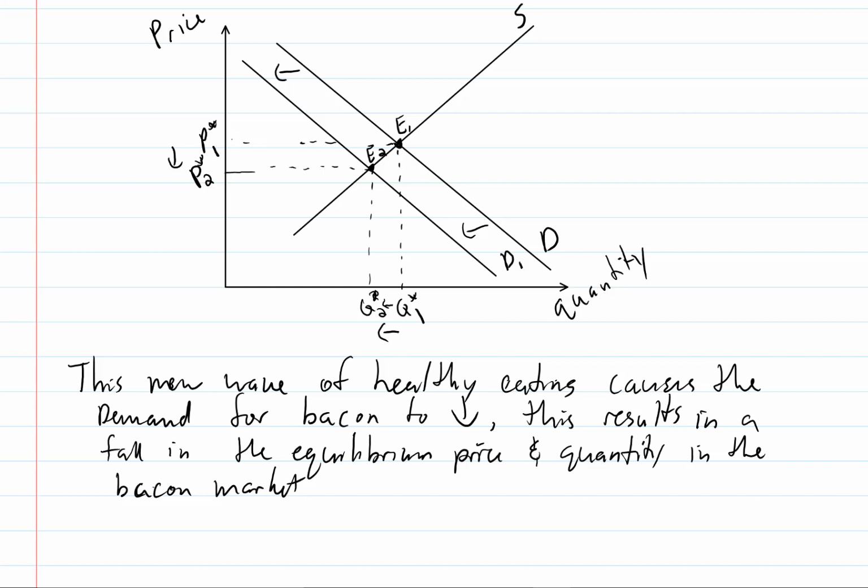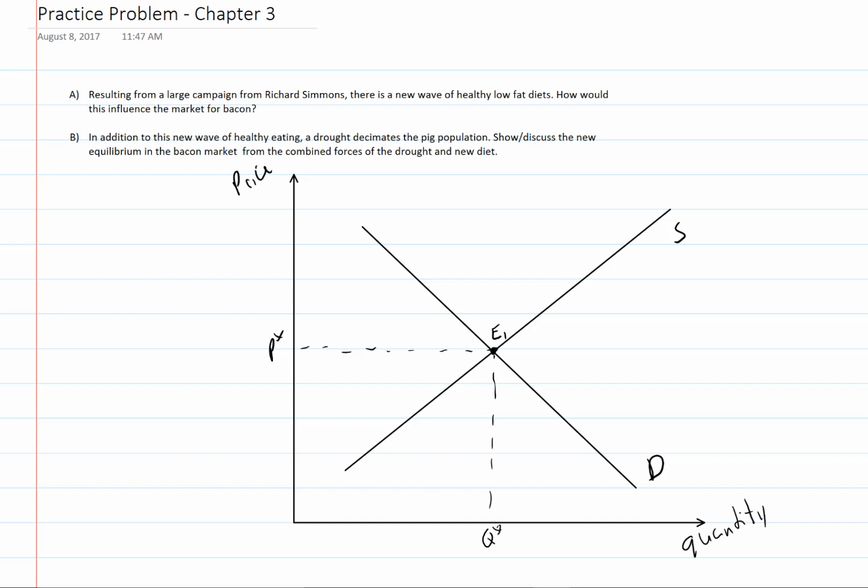So now that we solved part A of this question, let's move on to part B. The second question reads, in addition to this new wave of healthy eating, a drought decimates the pig population, and to show/discuss the new equilibrium in the bacon market from the combined forces of the drought and the new diet. So the combined forces. So we need to have both these changes in one graph and then see how the equilibrium changed from the first equilibrium we saw at E1.